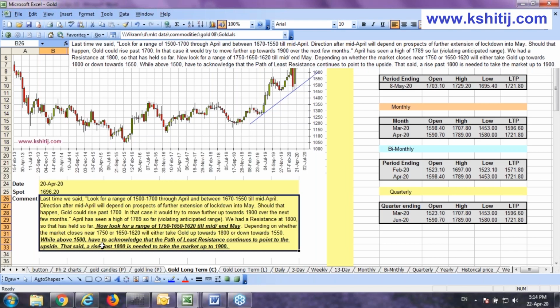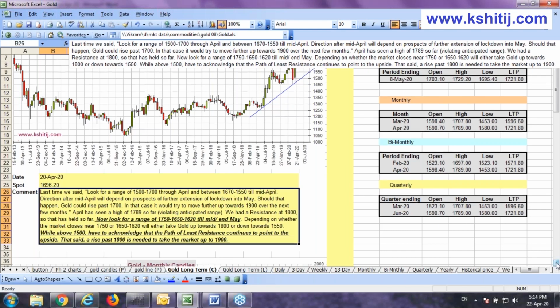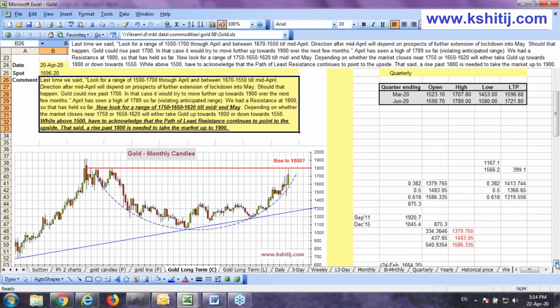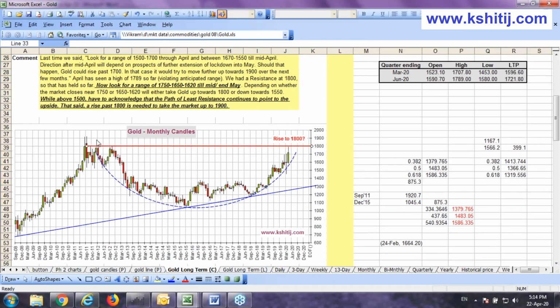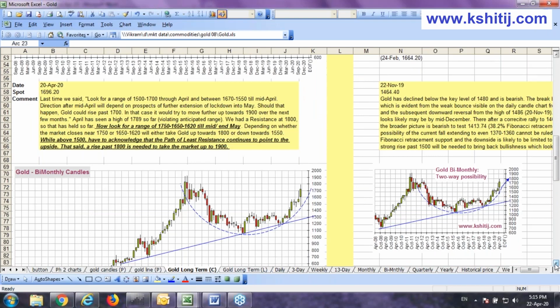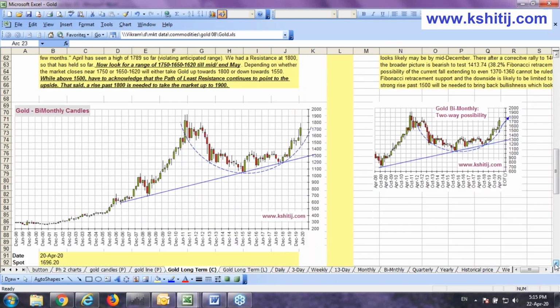While above 1500, we have to acknowledge that the path of least resistance continues to point to the upside. That said, a rise past 1800 is needed to take the market up to 1900. So where do we see 1800? We see 1800 out here on this horizontal resistance coming from 2012. Having looked at these normal charts, we here have this quarterly candle chart coming from 1998, but this does not satisfy us.